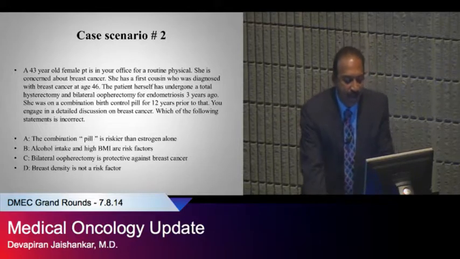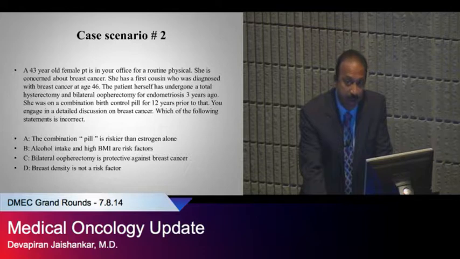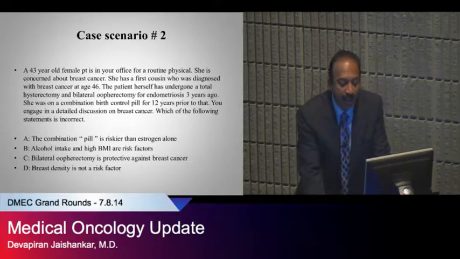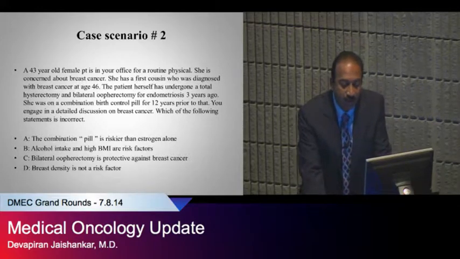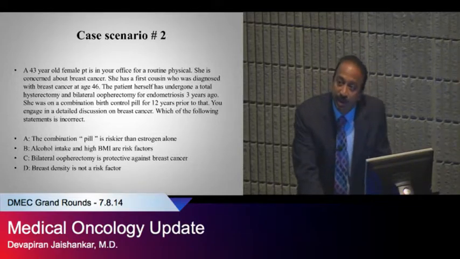Okay, so A is the combination pill is riskier than estrogen alone. That is a correct statement. The combination pill is riskier. So that's not the right answer there. Alcohol intake and a high BMI or obesity are risk factors, and yes, they are risk factors. Bilateral oophorectomy is protective against breast cancer, and that is true. So the incorrect answer is statement D, which is breast density is not a risk factor. It is actually a risk factor.